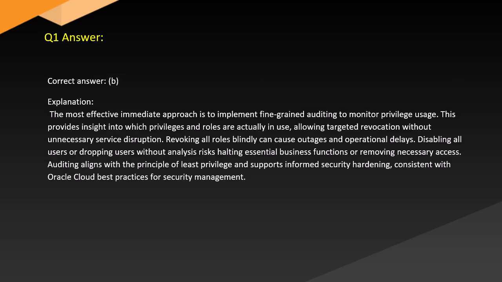Answer. Correct answer: B. Explanation. The most effective immediate approach is to implement fine-grained auditing to monitor privilege usage. This provides insight into which privileges and roles are actually in use, allowing targeted revocation without unnecessary service disruption. Revoking all roles blindly can cause outages and operational delays. Disabling all users or dropping users without analysis risks halting essential business function.